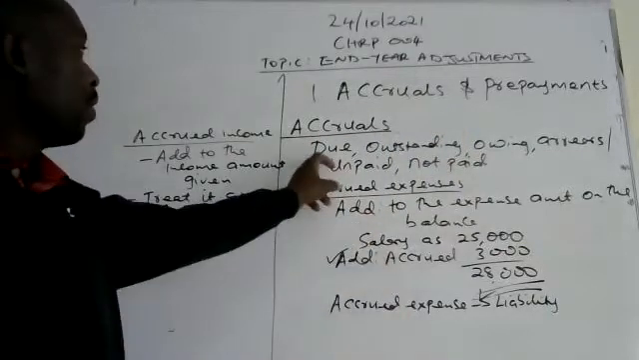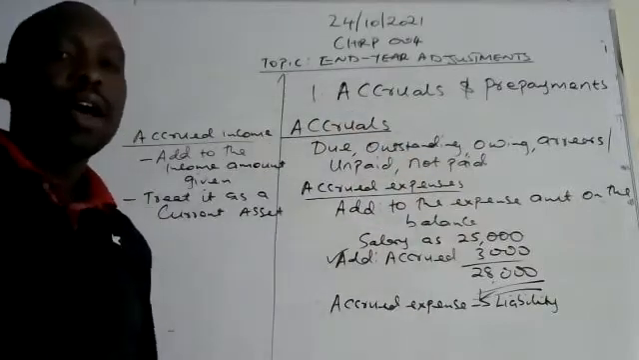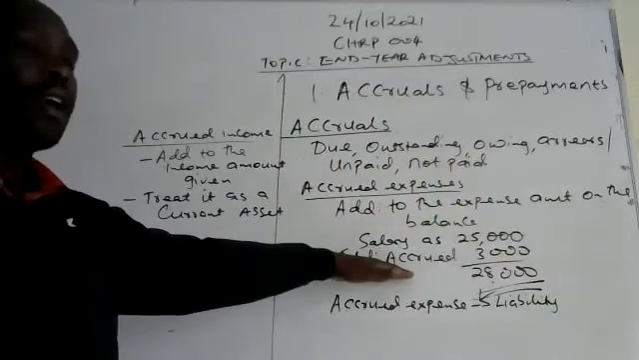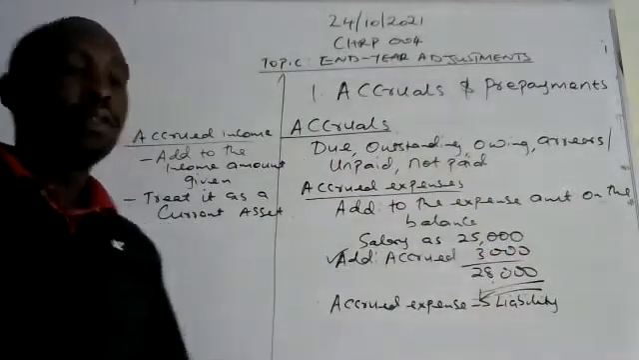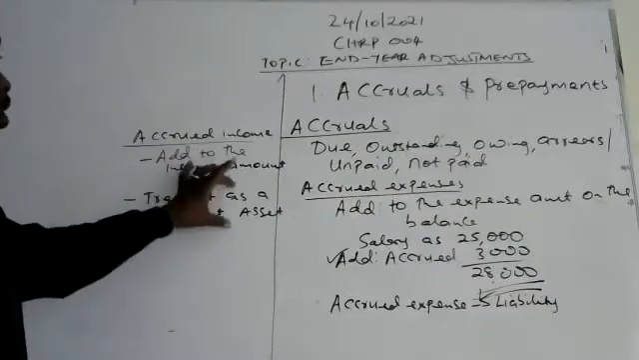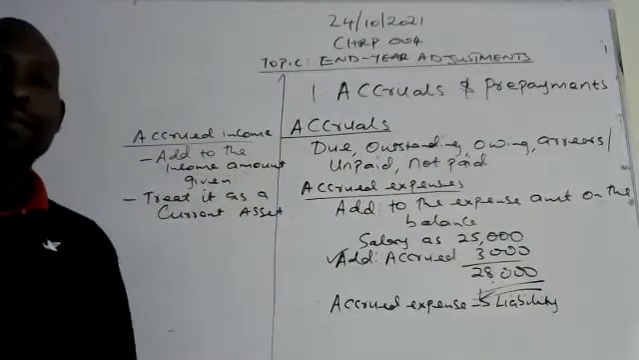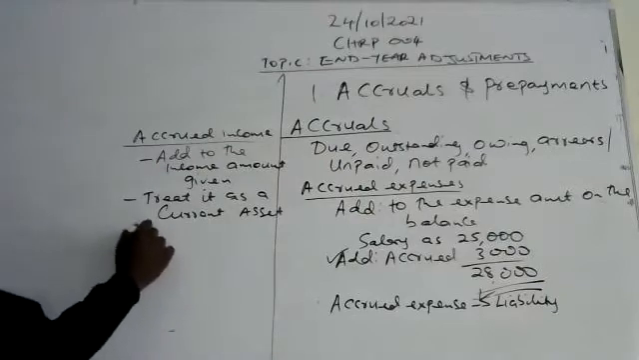And then these terms can be used to substitute the word accrued. And then if it is an accrued expense, you add to the expense category, and then the amount that is accrued is a liability to the business. If it is an income, similarly you add, but you treat that accrued income amount as a current asset. Then we can have a discussion on the prepayments.